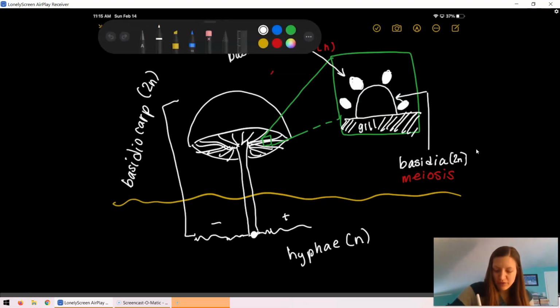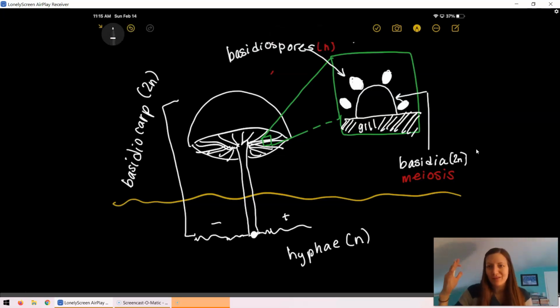And similar to what you saw in the other fungal cycles, within the right conditions, whatever that means for this particular fungus, those spores are going to get released from the basidia, and they are going to enter the environment. So I'm just going to draw circles all over the place. These are spores being released.